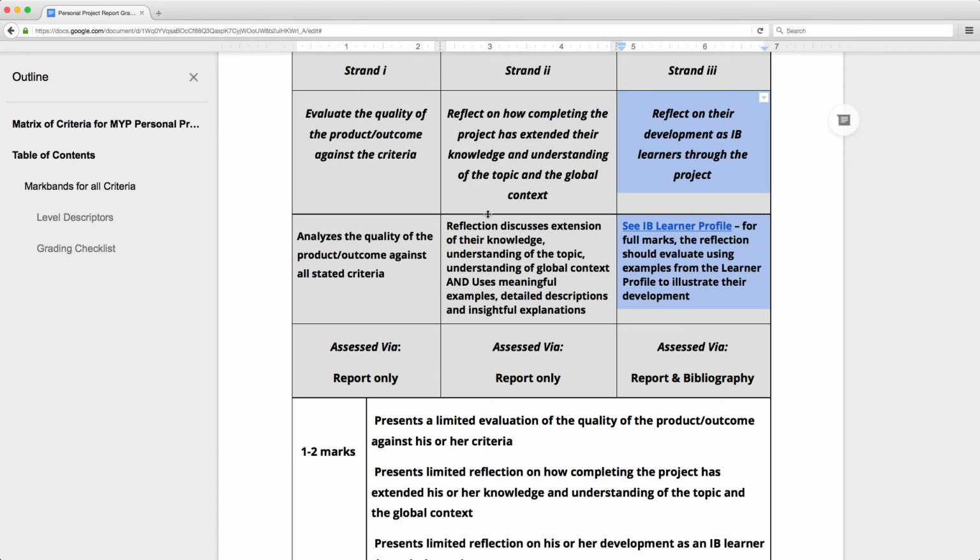Number one, evaluating the quality of your report against the criterion that you set. Number two, reflect on what you learned about the topic and the global context. And finally, reflect on your development as an IB learner. If we see all three of those in the reflection, which should be one of the longer sections of the report, then you'll definitely be able to get enough marks to meet or exceed the standard.